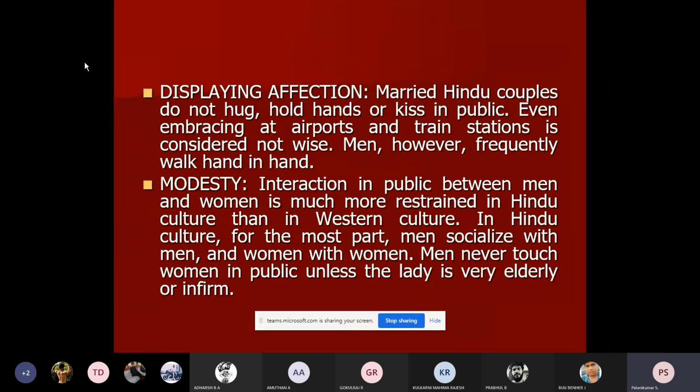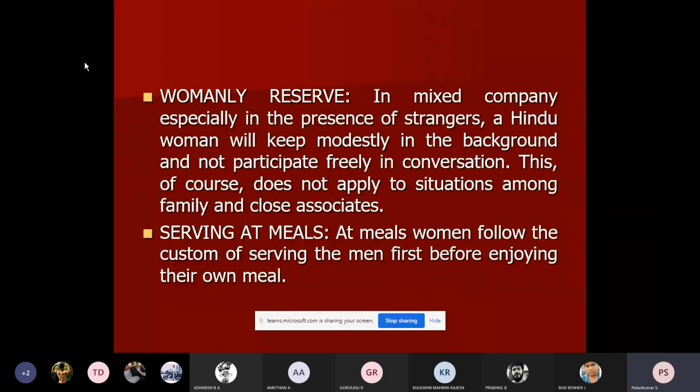And if you see the modesty, that is, interaction in public between men and women, it is much more restrained in our culture than in Western culture, as well as in many of our Indian cultures. For the most part, men socialize with men, and women with women only. Men never socialize with women in public unless the lady is very elderly or infirm. Likewise, they are reserved in serving at meals also. At meals, women follow the custom of serving the men first before enjoying their own meal. That is some of the tradition that we are following.